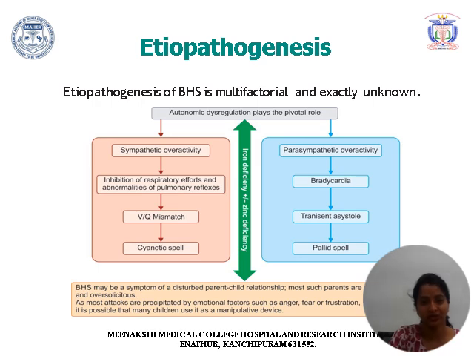Pathogenesis is usually multifactorial and exactly unknown, but it is known to happen because of autonomic dysregulation, where in the cyanotic spell it occurs due to sympathetic overactivity, where there is inhibition of respiratory efforts and abnormalities of pulmonary reflexes, which leads to VQ mismatch and leading to a cyanotic spell. Whereas in a pallid spell it is due to parasympathetic overactivity, which leads to bradycardia and transient asystole, leading to a pallid spell.